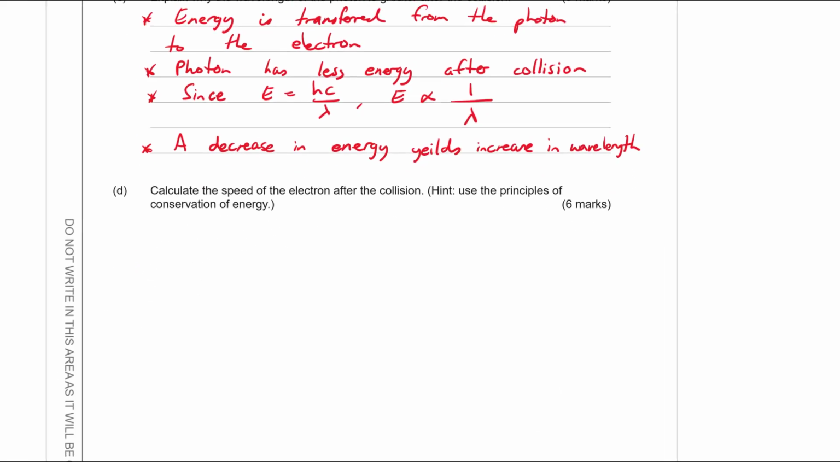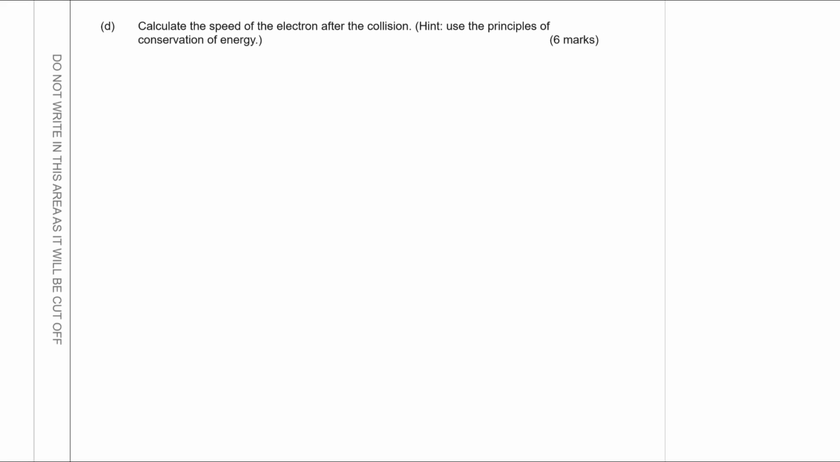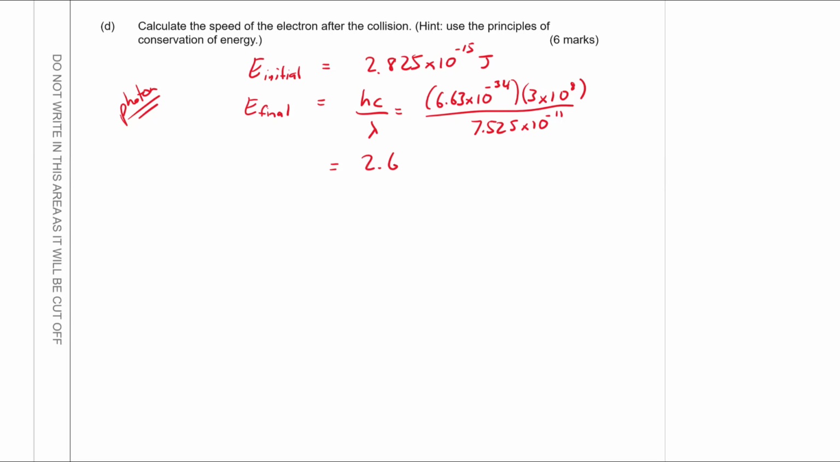Okay, so now let's get to the big one, the 6-mark question. It's asking to calculate the speed of the electron after the collision. So now you're going to be using the value of the wavelength after the collision to solve the rest of this. So start with what you worked out in the very beginning. We worked out the initial energy of the photon. And remember, this is the photon we're talking about here, not the electron yet. So now we want to work out what the final energy of the photon is when it rebounds, using the same method as we did for the first part of the question. And you end up getting 2.643 times 10 to the negative 15.